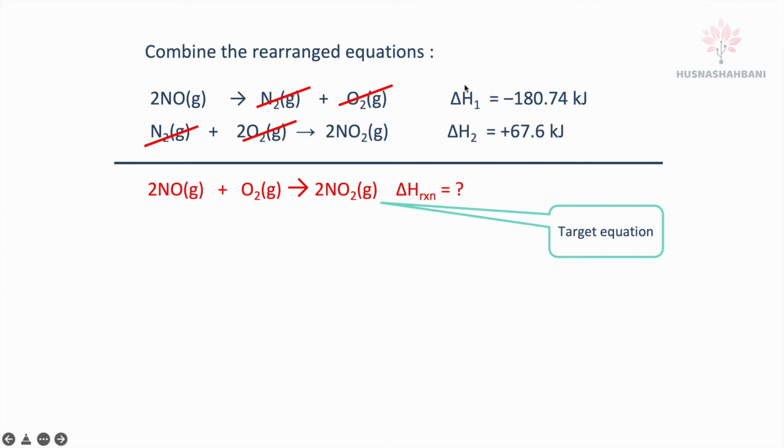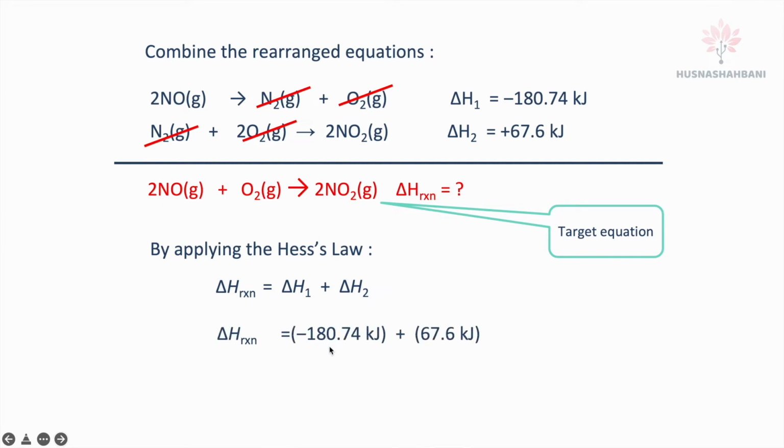When you do this, just add whatever equations you have in here. So delta H is equal to delta H1 plus delta H2. That is your delta H reaction. You add this negative 180.74 plus positive 67.6. Your delta H reaction is equal to negative 113.14 kilojoule. Not per mole, kilojoule. So this is how you apply Hess's law using the algebraic method.